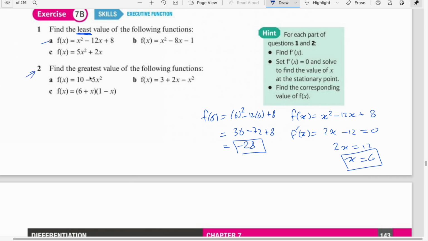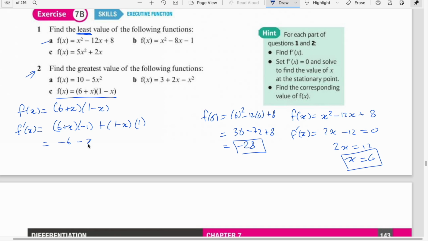Question 2 says find the greatest value of the following functions. Again, derivative and equal to 0. So let's try this one. f of x is equal to 6 plus x into 1 minus x. So f dash x is first function into differentiation of second plus second function into differentiation of first.